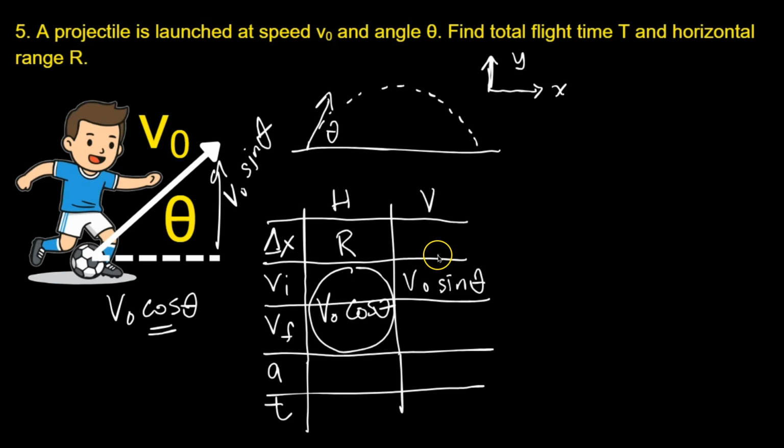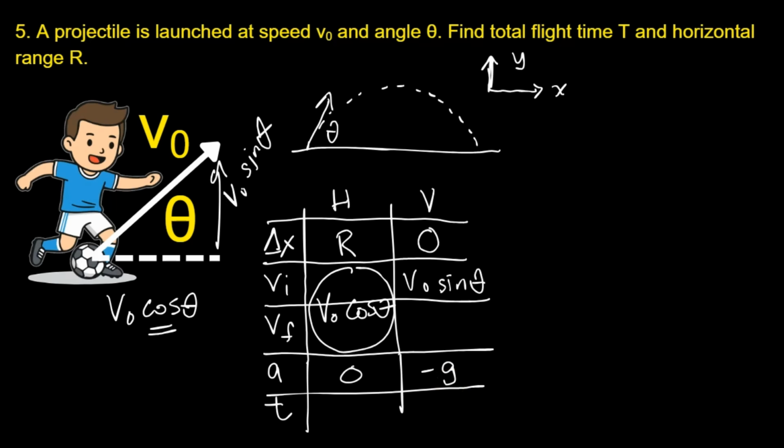The vertical displacement is going to be 0 because we're looking for the total flight time. It's going to go up and come all the way down. So the delta y is 0. And the acceleration horizontally is 0 because it's moving at constant velocity. And vertically, the acceleration is g. Since we made up positive, the acceleration will be a negative g.